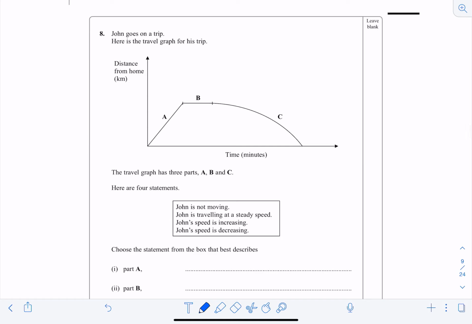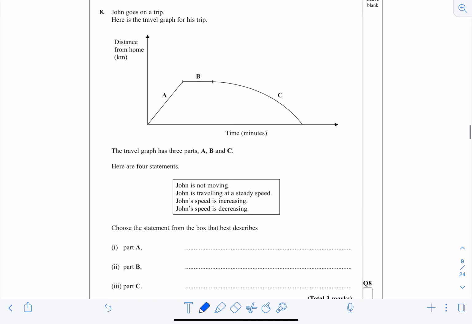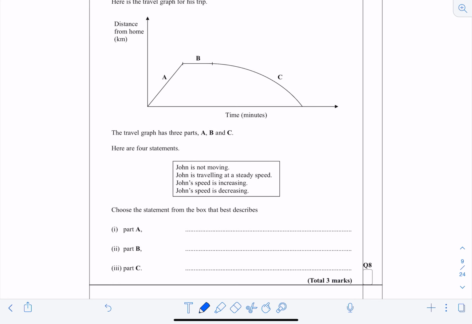John goes on a trip. Here's a travel graph for his trip. Distance away from home, time. So he's moving forwards at a steady rate. Okay, so we've got 4 statements. John is not moving, traveling at steady speed, his speed is increasing, i.e., accelerating, and this one is decelerating.